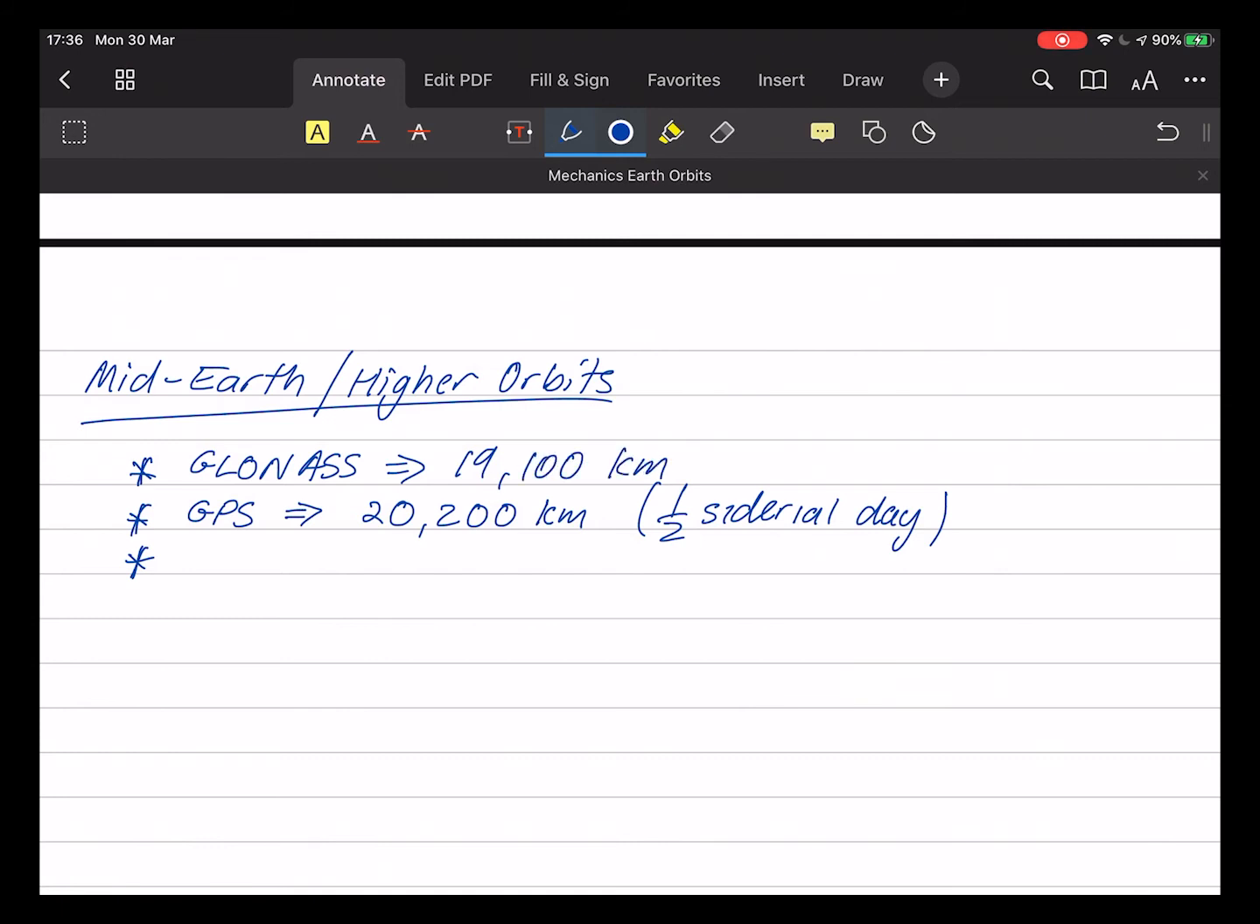100 kilometers. And the Europeans are building the Galileo. Not sure what the N stands for. Satellite system. Galileo navigation satellite system. I'm making that up. You'll have to look it up. But anyway, the Europeans have stuck theirs, the EU, at 23,222 kilometers up, so just above GPS.